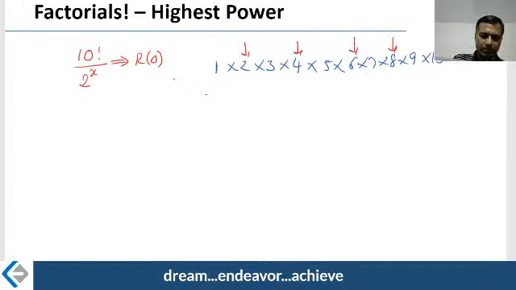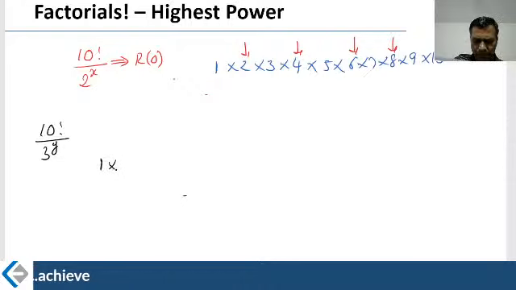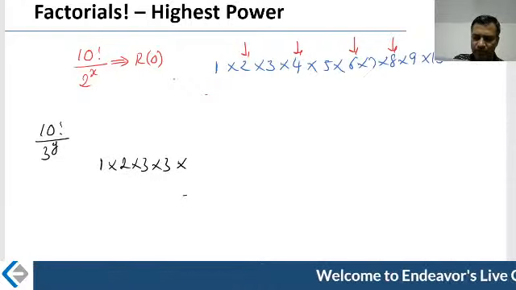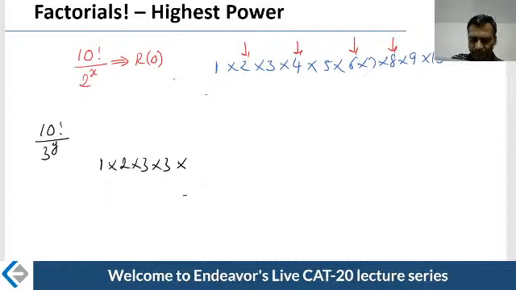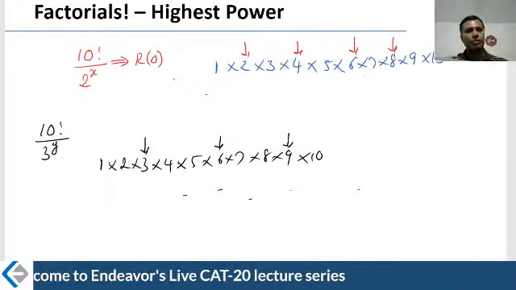Let me give another example simultaneously. In 10 factorial, what is the highest power of 3? Same number, so you write it as 1 to 10, that's 10 factorial, and the remainder should be 0. What is the value of y? Here, focus on every third number. You get a 3 here, you get a 3 here. You get the powers of 3 from there.